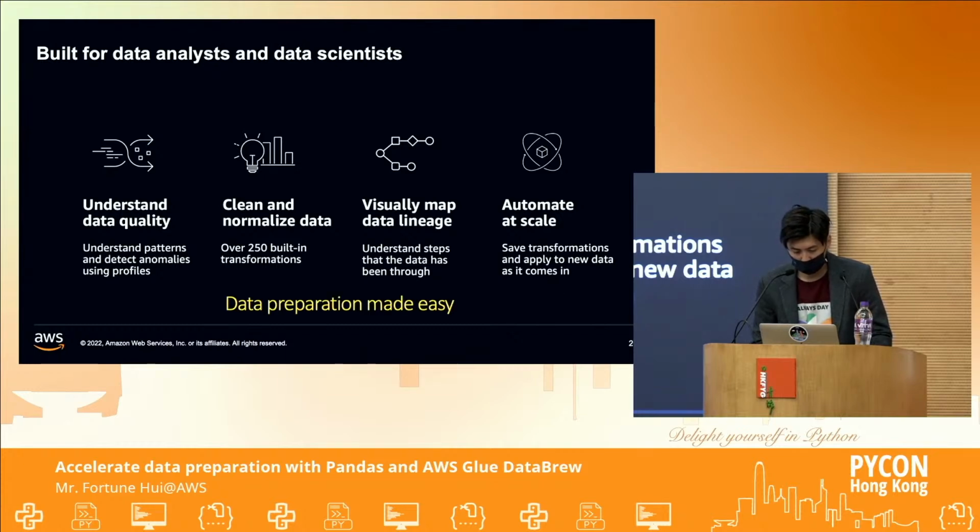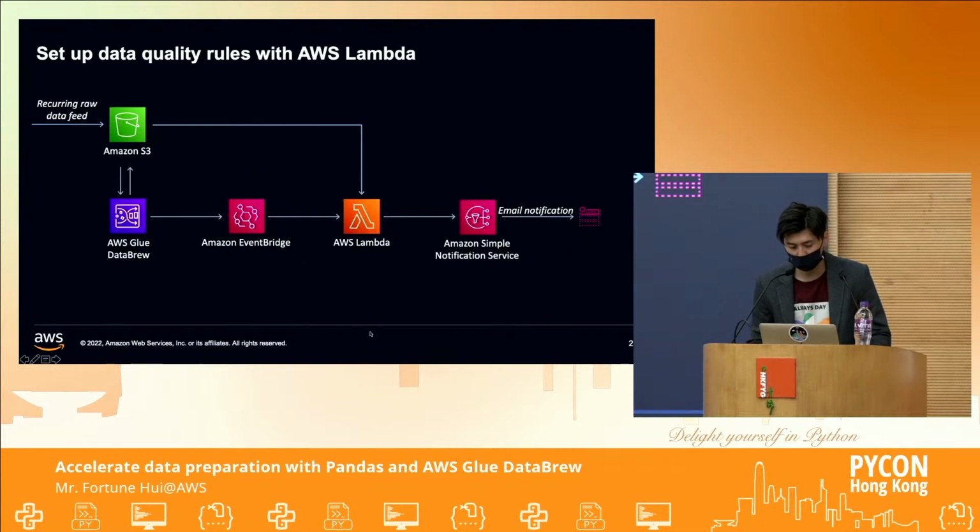So I would like to share with you some of the popular use cases for how to use DataBrew. So this is an architecture we recommend to our customers when they need to set up data quality rules. Basically, when data arrives at S3, we can set up a data quality rule in DataBrew. If anything happens, it sends a notification with our SNS service. It sends you an email to notify you.